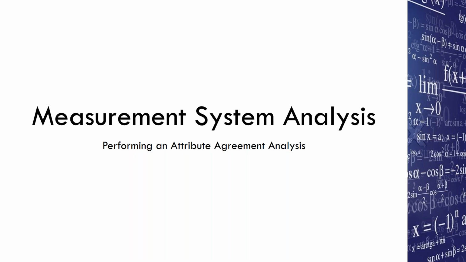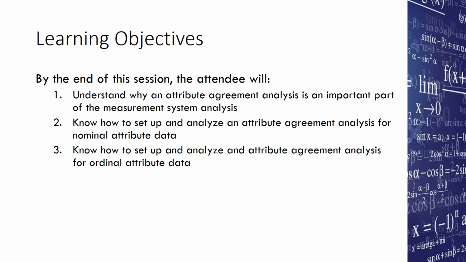So, measurement system analysis and performing an attribute agreement analysis. By the end of the session today, you will be able to understand why the attribute agreement analysis is important and why it's an important part of the measurement system analysis for any type of problem solving that you're doing. You're also going to know how to set up and analyze an attribute agreement analysis for nominal attribute data, and then also for ordinal attribute data as well.